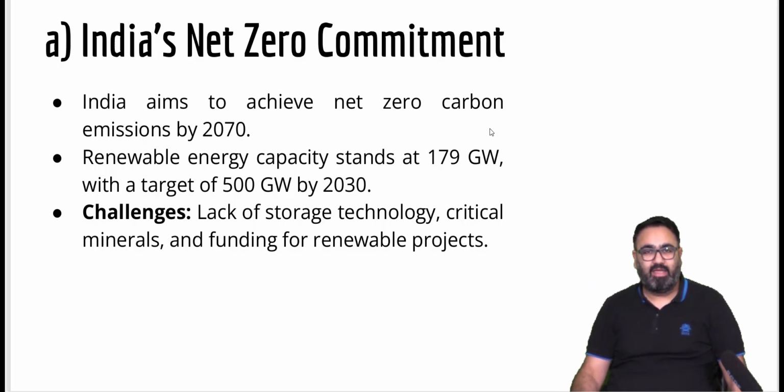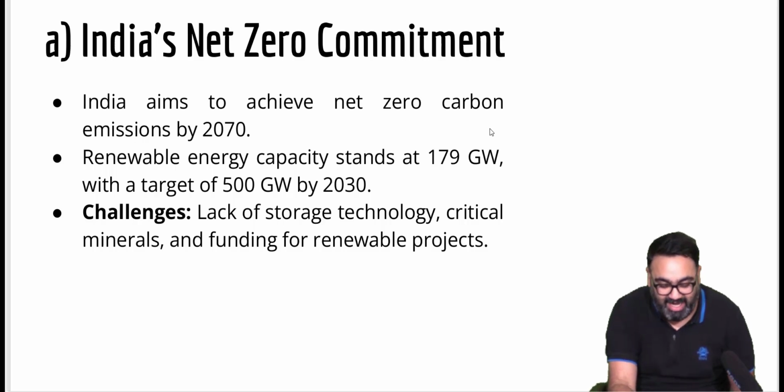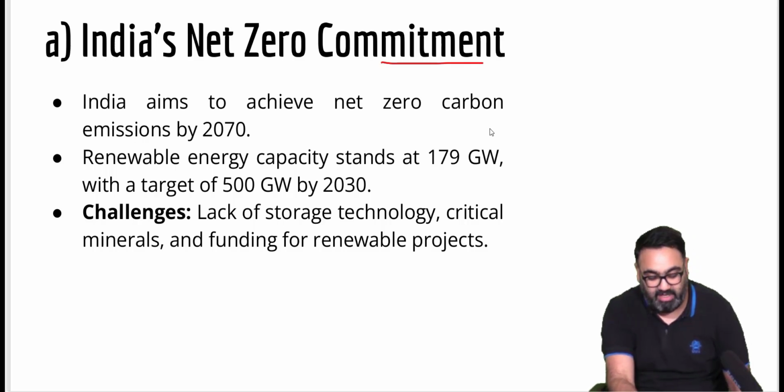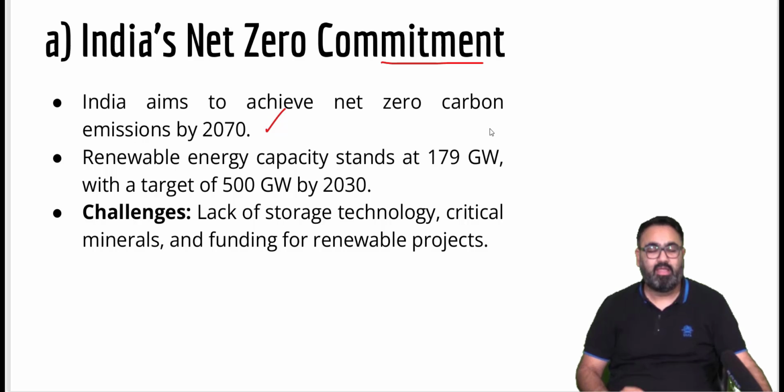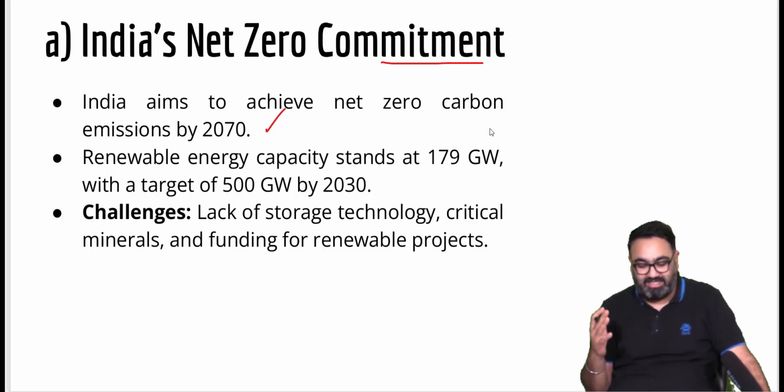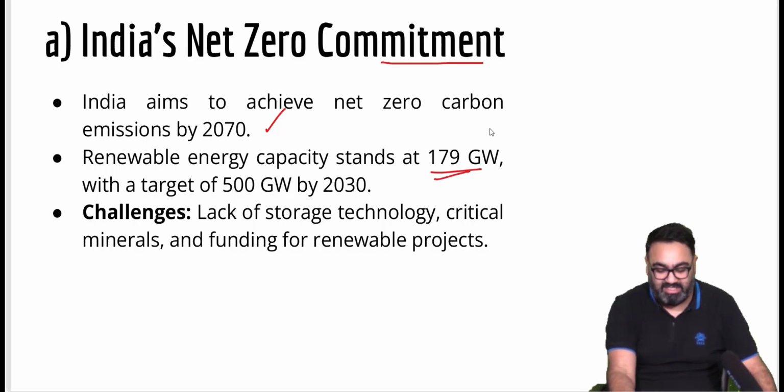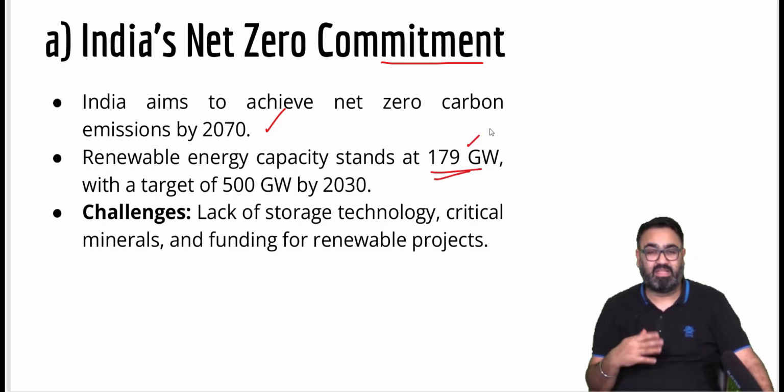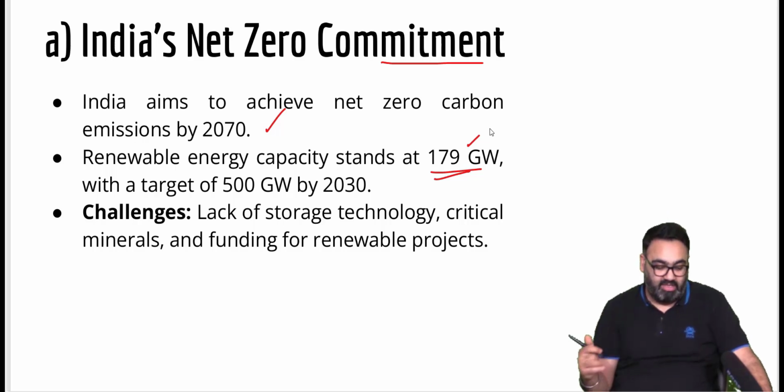Now, the data here is first about India's net zero commitment. As I told you, India has committed to achieve net zero by 2070. This is not forced upon us. This is something that we have committed to ourselves. We have also committed that by 2030, our renewable energy capacity will be 500 gigawatts. Right now it is at 179 gigawatts. This is last year's number, by the way. This year the number is estimated to reach 200 gigawatts.